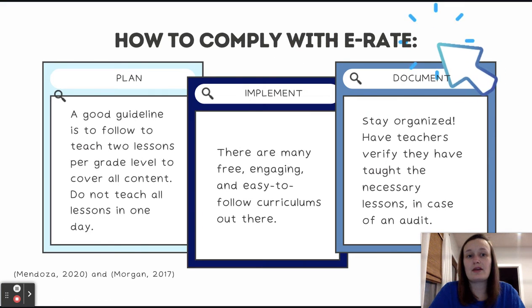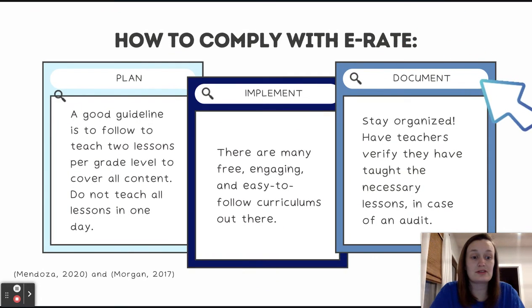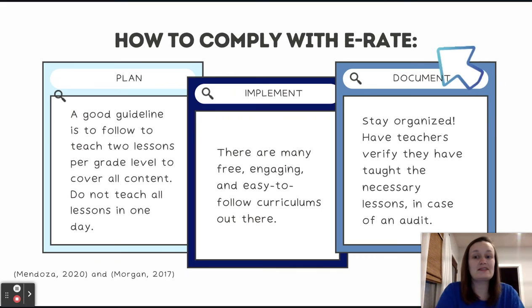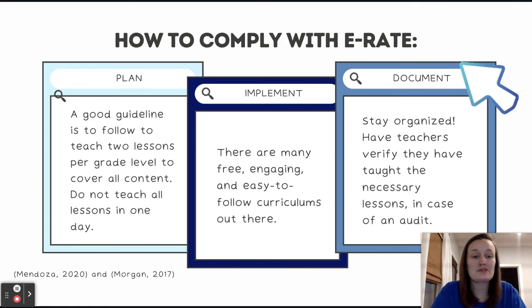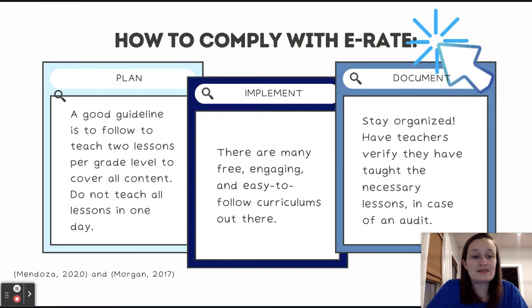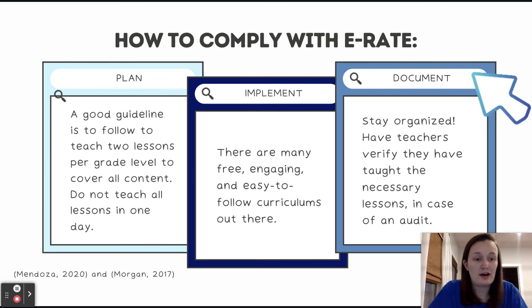To comply with E-rate, first of all, you need to plan how and when you are going to cover all of this content, and it should not be done all in one day. It should be spread out over the year, and it should be fairly easy to follow. There are lots of different curriculums. You shouldn't have to make it up out of thin air, and they are usually free. It's important that you stay organized and document any and all lessons that you teach, so that if you are audited, you have proof that you have done your due diligence to comply with E-rate.